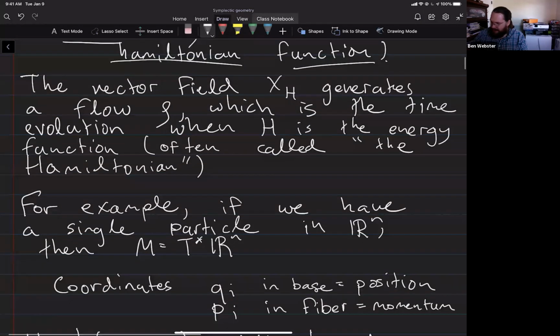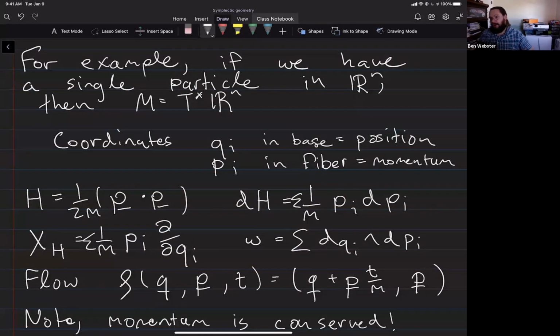So just a basic example. If we have a single particle in R^n and no potential energy, no forces acting on it, you'll sometimes hear this called a free particle, then the phase space is T*R^n with the coordinates along the base giving us position and the coordinates in the fiber giving us momentum. So you'll note this time I was careful, I screwed this up earlier, but q is the position and p is the momentum, even though position starts with a p.